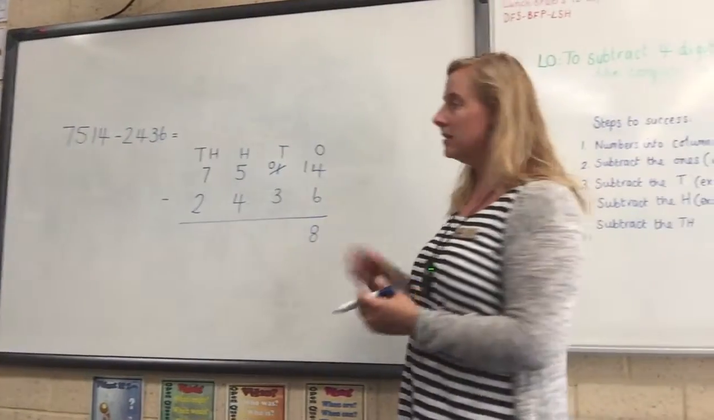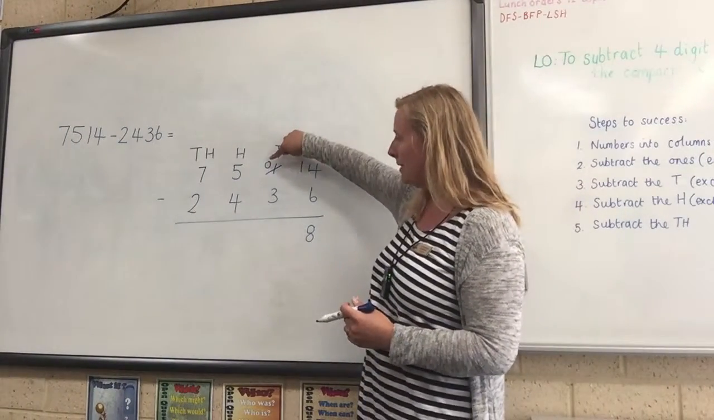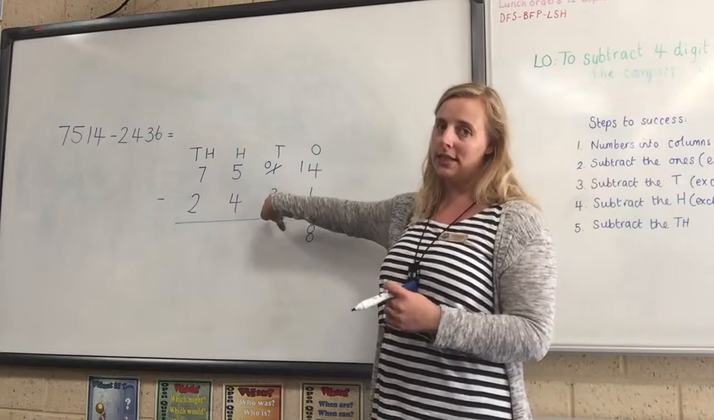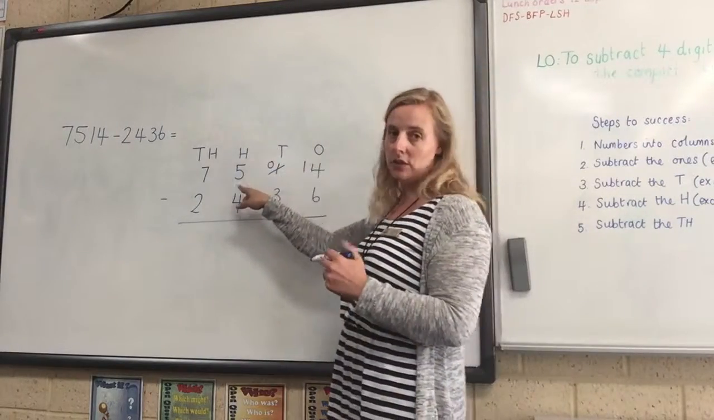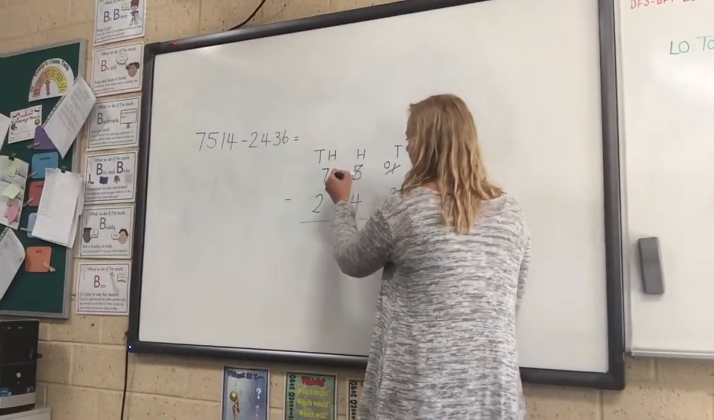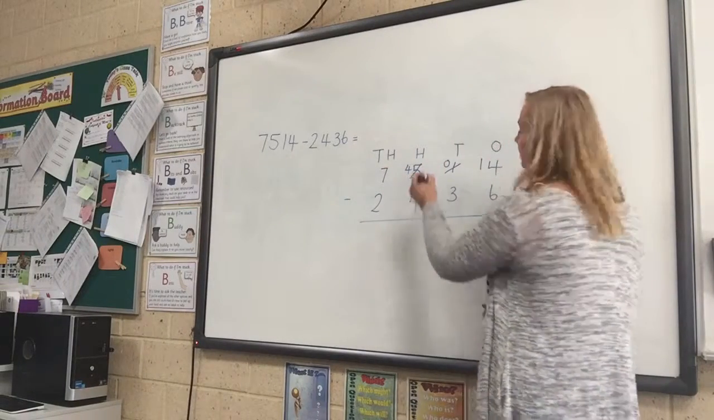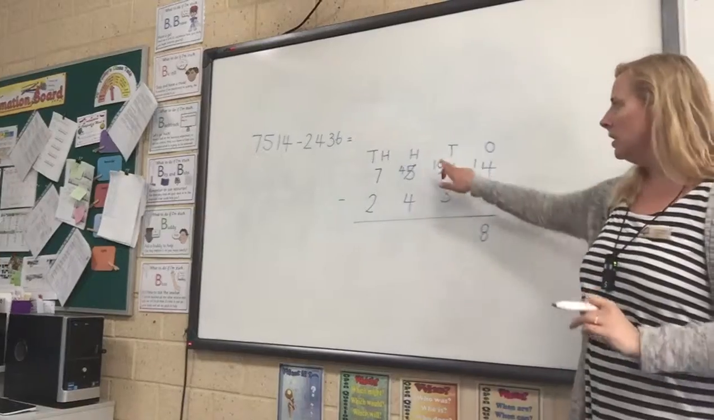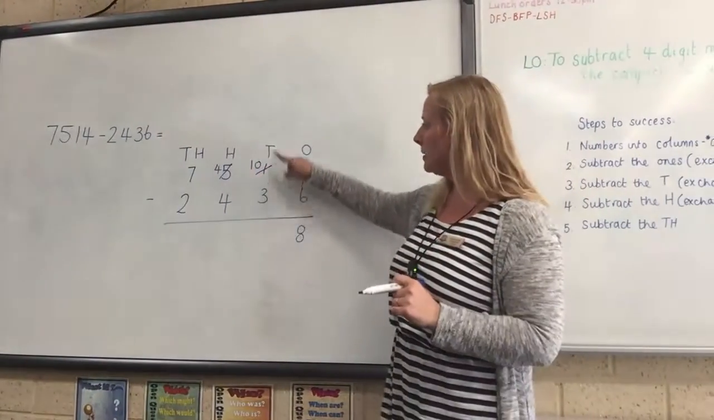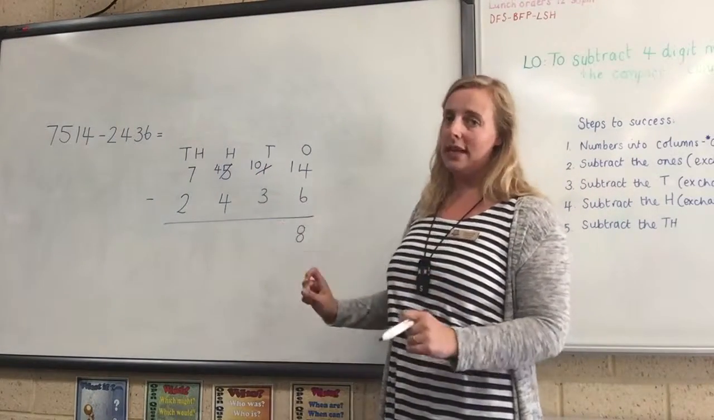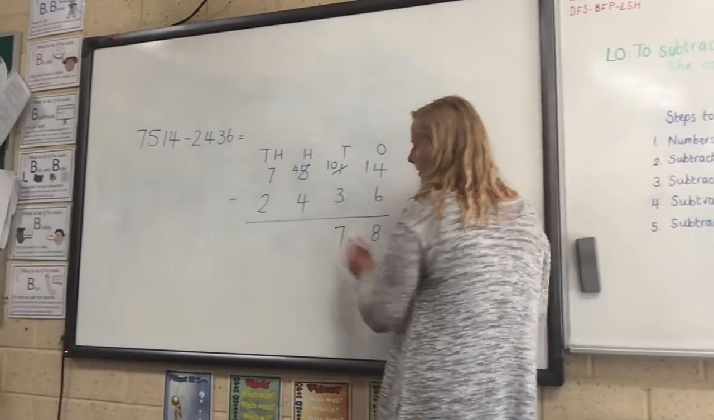Okay, moving on to the tens column, following my steps to success again. So I've now got 0 tens, take away 3 tens. Obviously, again, I can't do it, so moving on to my hundreds, I'm going to exchange one of those over. So I'm going to take one of my hundreds away from here, making that 4 hundreds in that column, and put my 1 here. So I've got 10 tens now. All right, so I'm doing 10 tens, take away 3 tens, which is going to give me 7 tens.